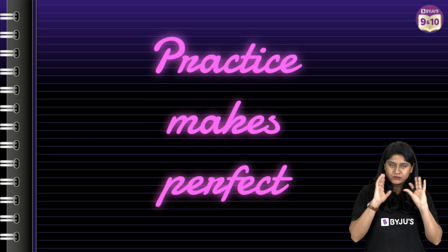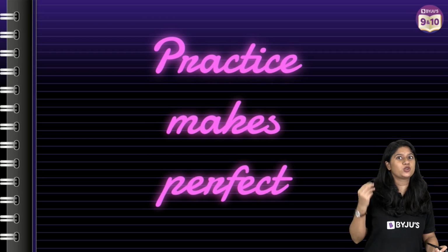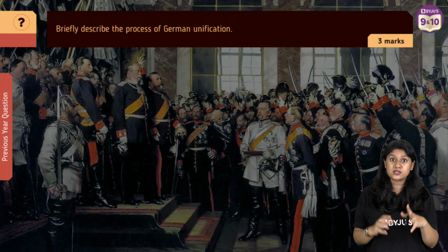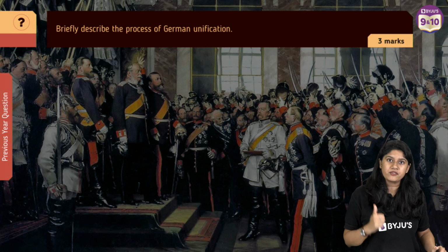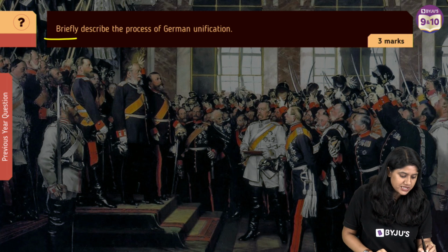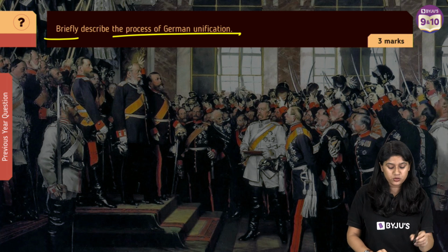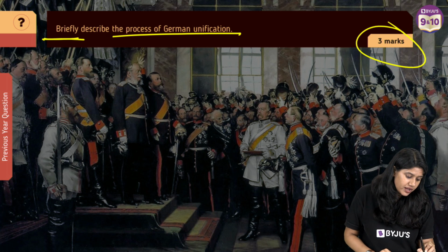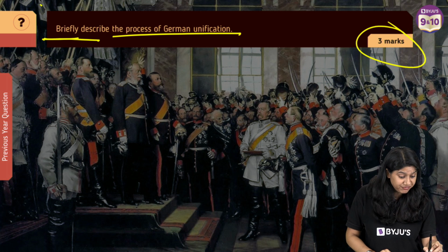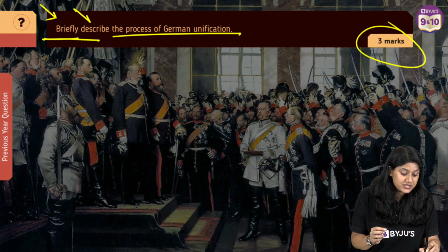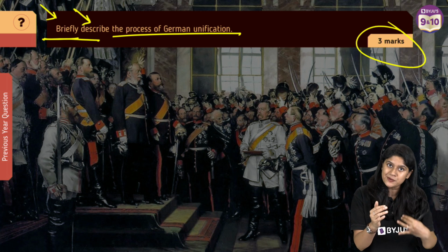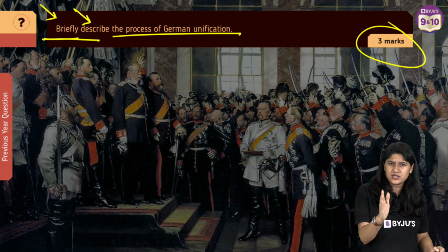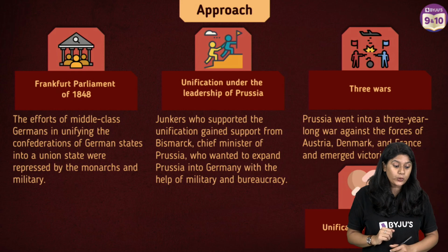Now that we have the understanding of what the things you should remember while writing are, let's take an example. So here everyone, please make sure to stay with us. This is a really very important thing. What we have over here is an example of a question. Briefly describe the process of German unification. So here we have a question of 3 marks. It's from the previous year paper. The question is really very simple. Briefly, in short, we have to describe what steps happen in the process of German unification. So the question is really very straightforward for 3 marks. Let's see how we can approach it.